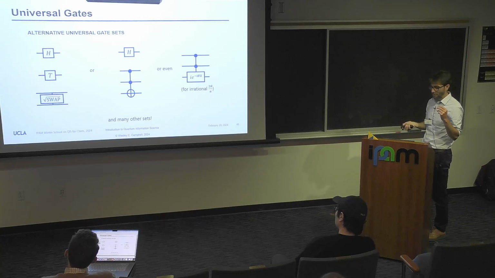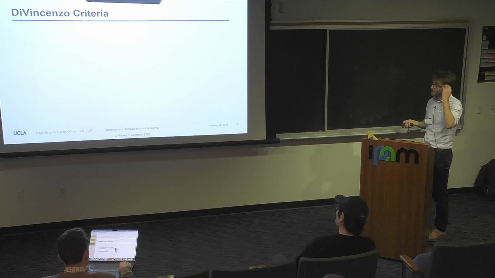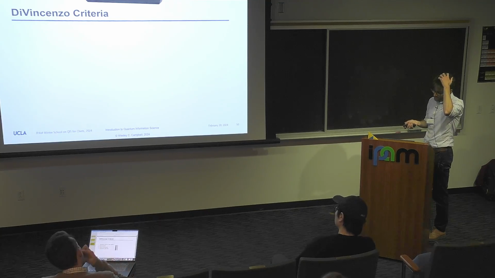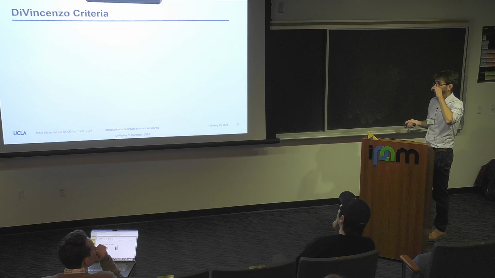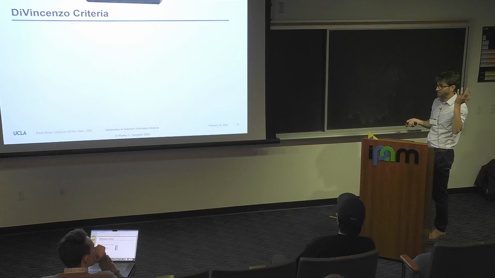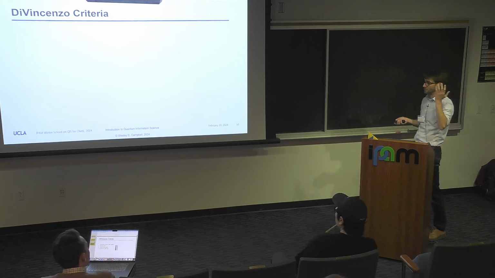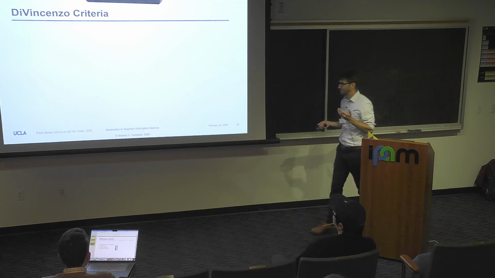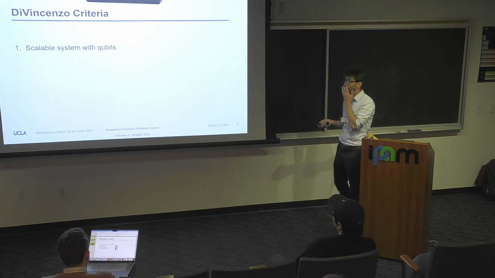Okay, and there are many other gate sets as well. All right, this brings me to the last topic, which is talking about the actual criteria we have for building a quantum computer out of physical devices. You have some physical platform and you want to know whether it's going to make a good computer. This is usually summed up in these things called the DiVincenzo criteria.